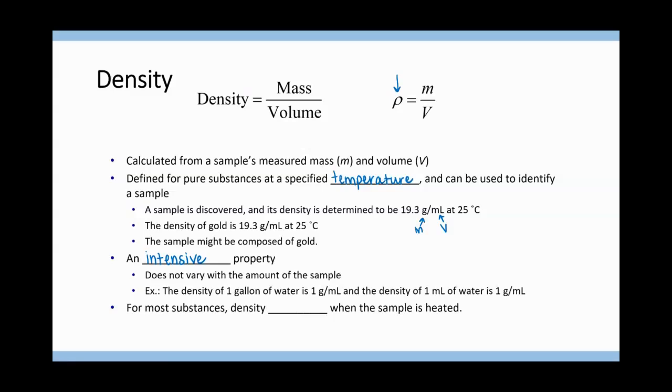And for most substances, density decreases when a sample is heated. That's because when a sample is heated, typically the volume of that sample will increase, but you have the same amount of mass. So if you're increasing volume but keeping mass the same, the density will decrease.